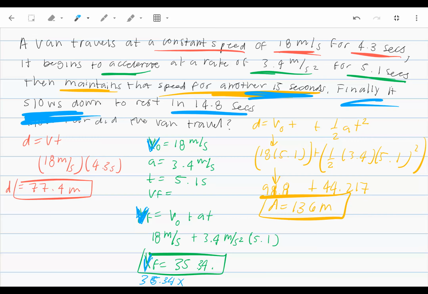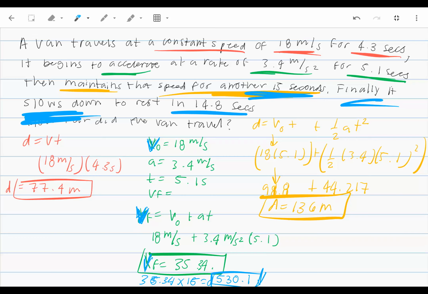it's just 35.34 times 15 seconds, and it just equals, let's do the math, 35.34 times 15, 530.1 is your distance. So keep that distance. That's your new distance for green. Again, my bad, it is pretty late.